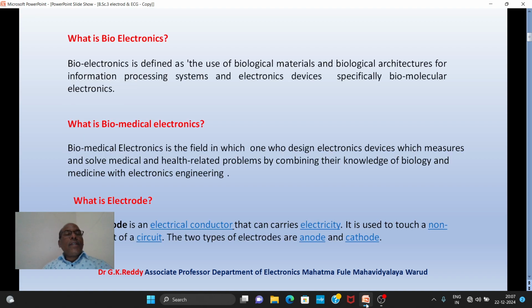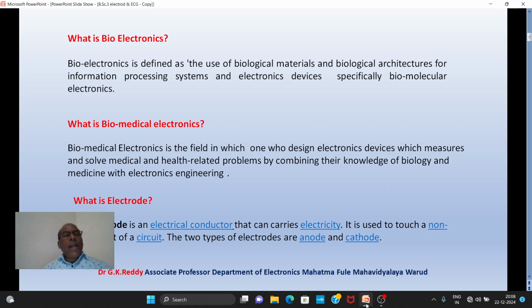First of all, we will discuss what is bioelectronics. In bioelectronics, we study biology as well as electronics. Biology is nothing but the study of the biological structure of the human body, and electronics is a branch of science in which we discuss different electronic components and how these different types of components can be used to study the biological structure, that means the human body.